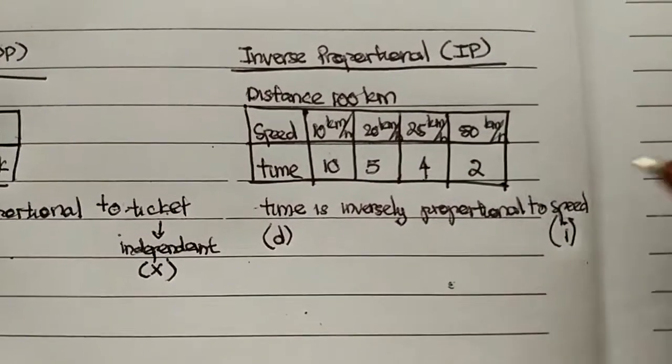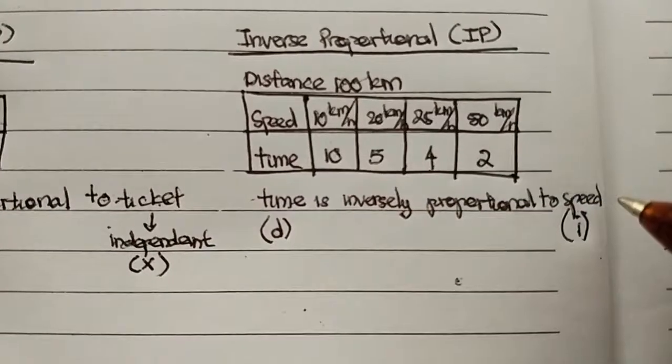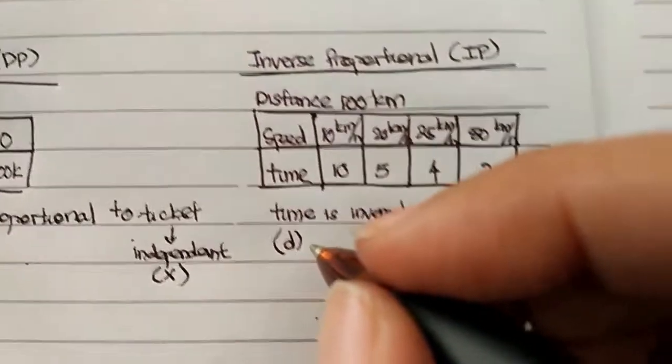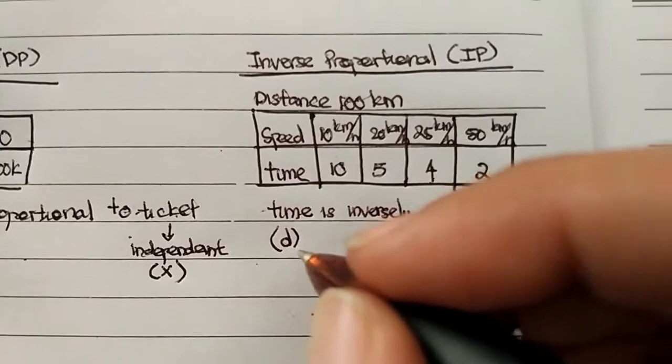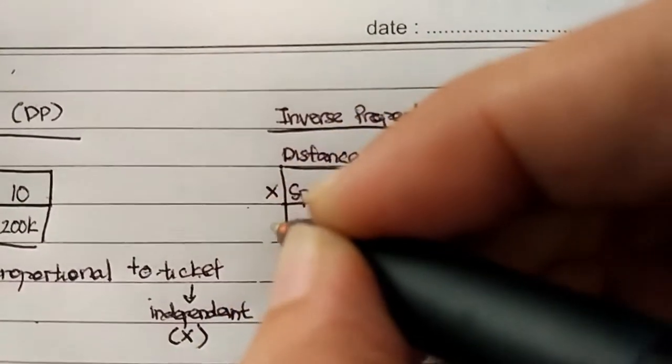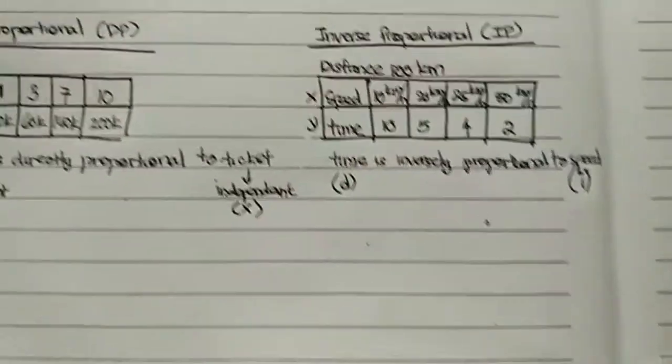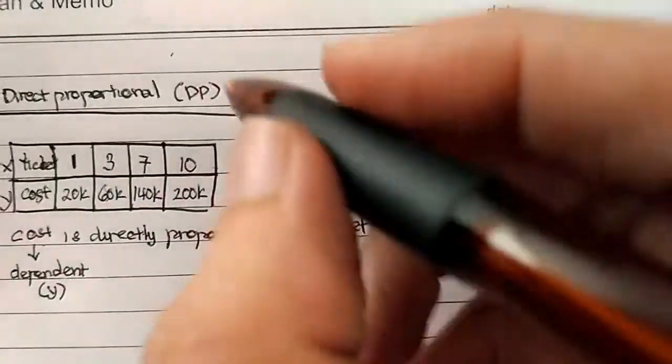Okay, now if there is no variable given like time and speed, the dependent will be the y and the speed will be x. So I will write it here next to it, x and y. Now I need to also put the arrow.